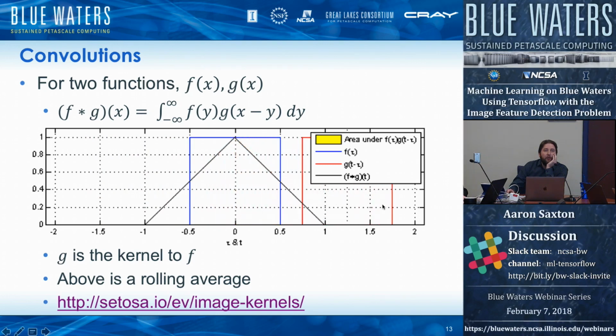When you use a square window like this, it turns out that this is a rolling average. So if you choose g to just be this block square, it's just a rolling average on f. If you chose g as this square kernel and convolve it with f, that's another way of doing a rolling average.